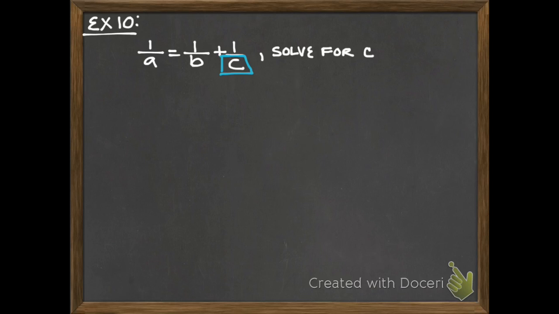And so my first step, I'm going to go ahead and rewrite. So I've got 1 over A equals 1 over B plus 1 over C. And the first thing you want to do is find that least common denominator. Anytime you see fractions and you're solving, go ahead and find that least common denominator. Since I don't know what A, B, and C are, my least common denominator is going to be ABC.